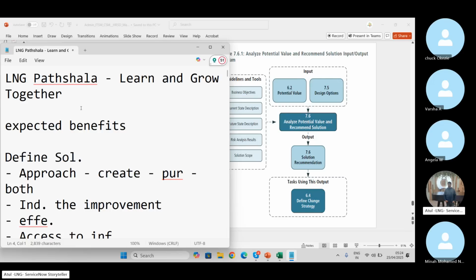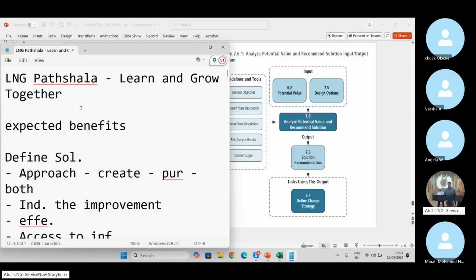Why are you guys here? Because you have some expected benefits. Maybe we can ask our practical scenarios in this training from Atul, or maybe we can connect with him on WhatsApp and ask some more questions without paying anything extra on this particular part.